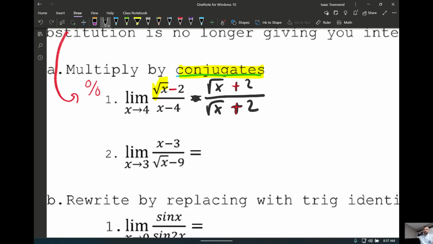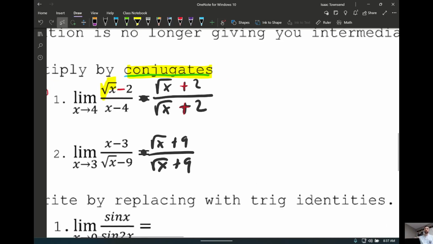Down here, this one is also indeterminate form, so its first step is going to be multiplying by square root of x plus 9 over the square root of x plus 9. Again, anything divided by itself is 1, and multiplying by 1 doesn't change the size. So what we're doing is changing the appearance of this without changing the size of it. Okay, so now let's finish question 1 and we can go back and finish question 2.